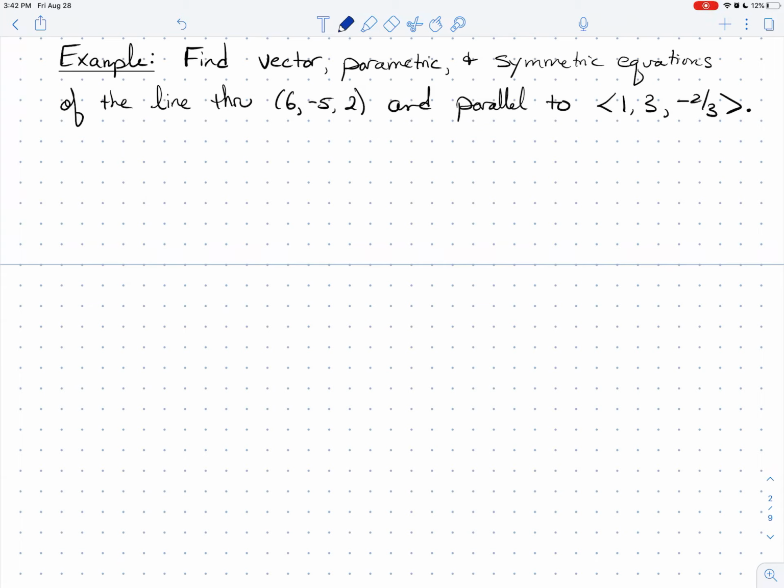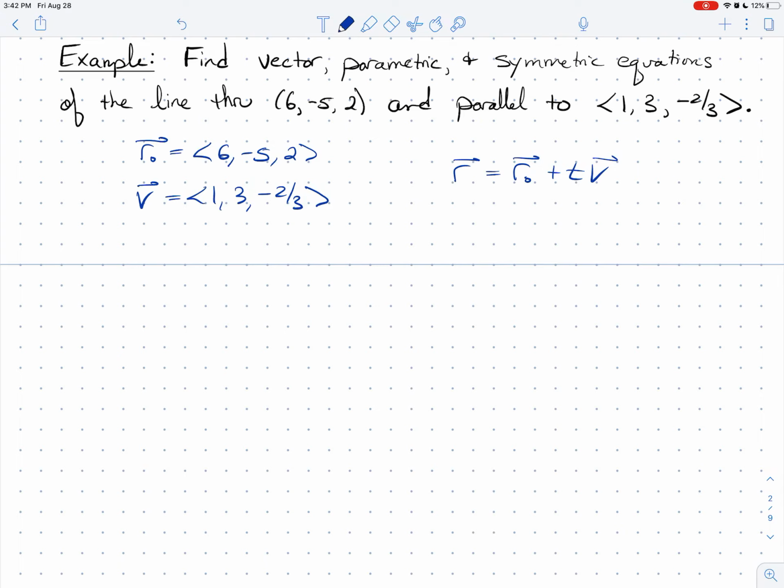All right, so here is a problem that we can actually work out. We want to write down the various versions of the equations of the line through this point and with this direction vector. Maybe you could start by saying my R naught is going to be the vector 6, negative 5, 2, and my V, my direction vector, of course, is 1, 3, negative 2 thirds. And so we know the formula for our line is R equals R naught plus TV.